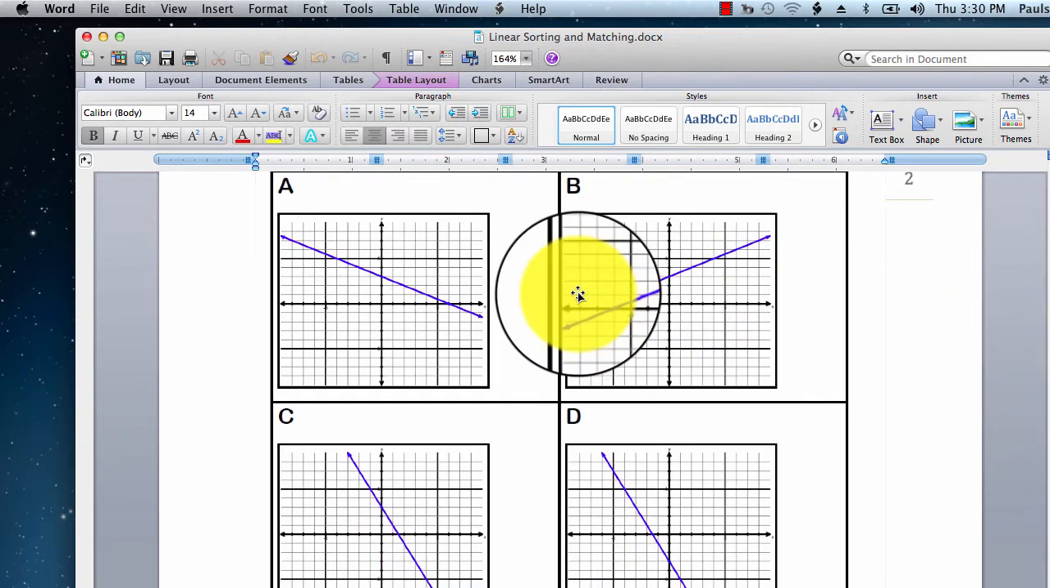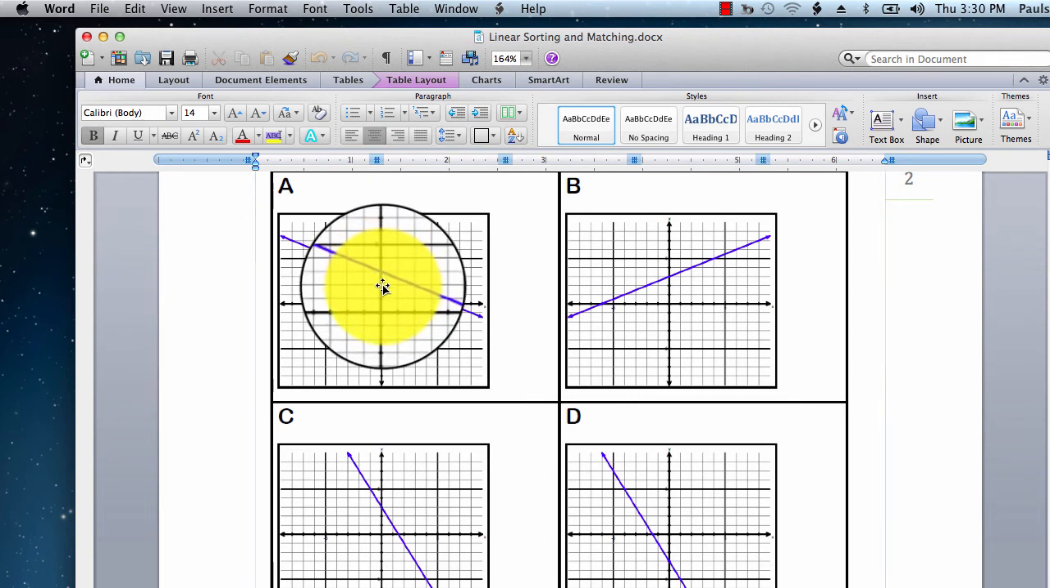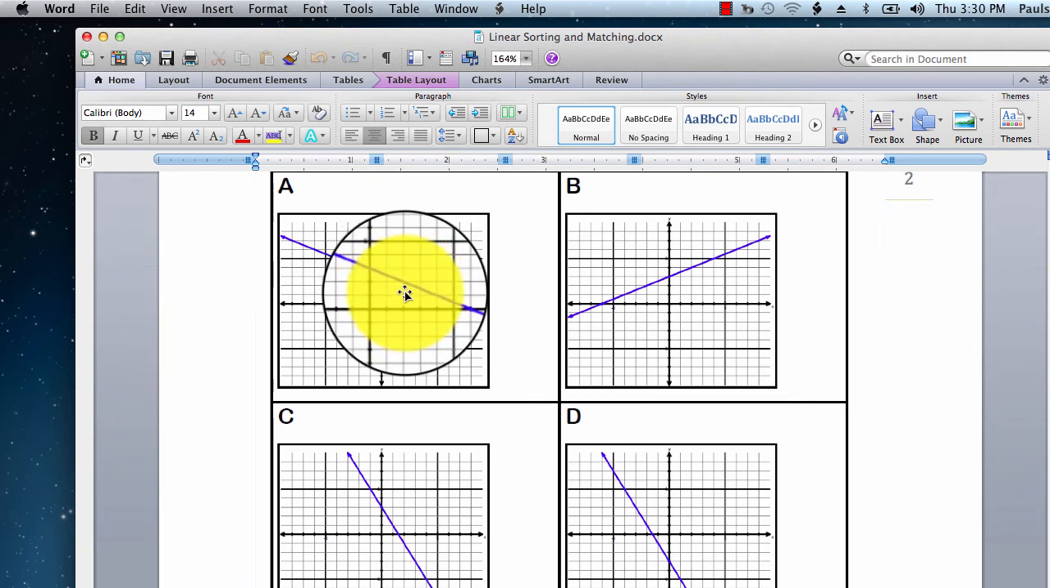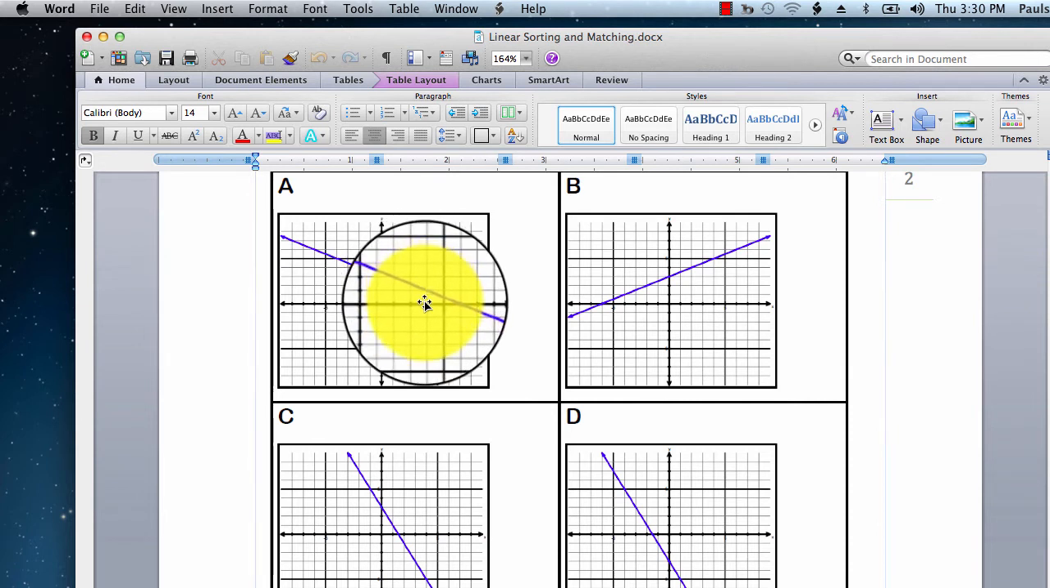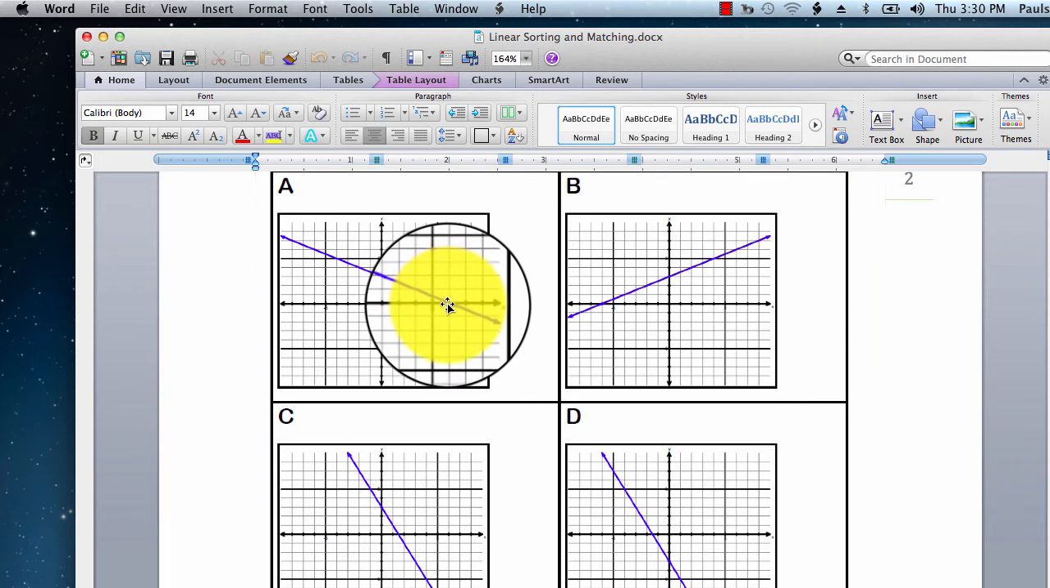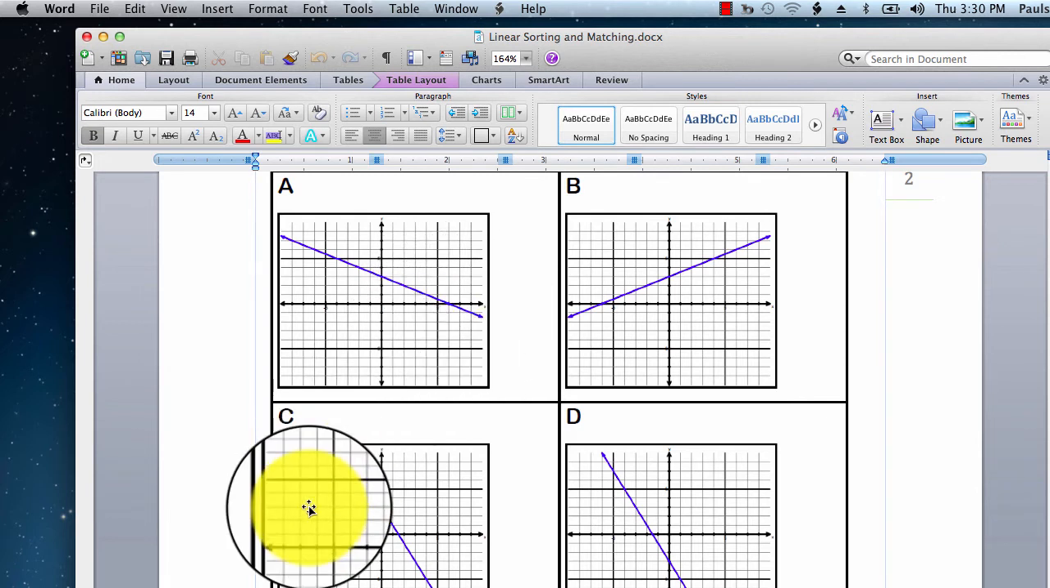Another way to look for the slope is you could also be going down 1 and over to the right 2. Negative 1, positive 2: negative 1 down, positive 2 over. And you keep hitting the line again. Negative 1, positive 2 over. And that comes out the same number.